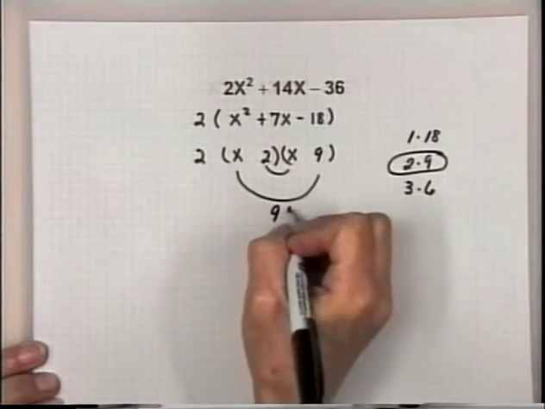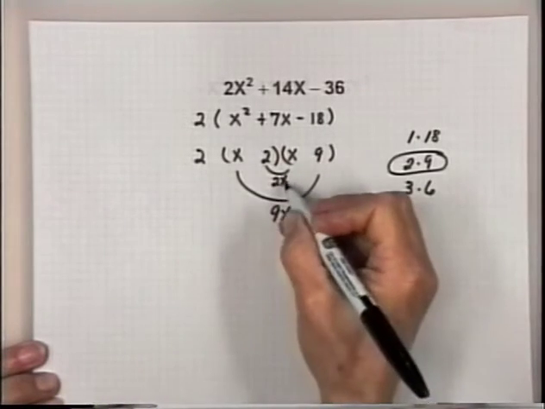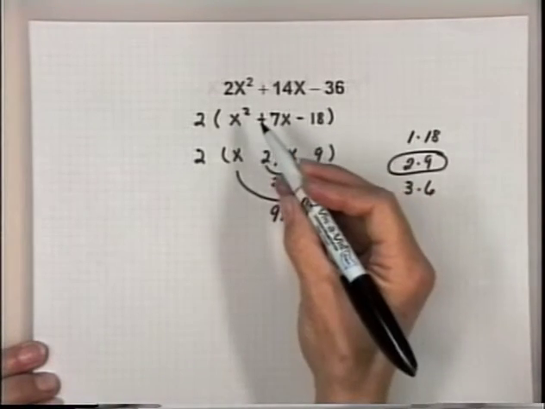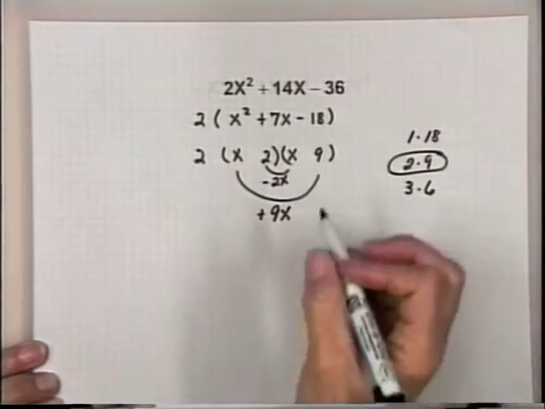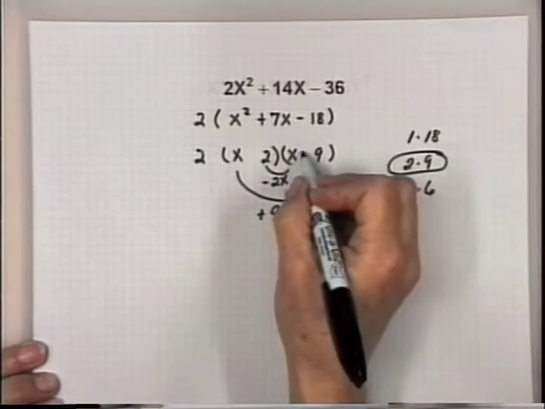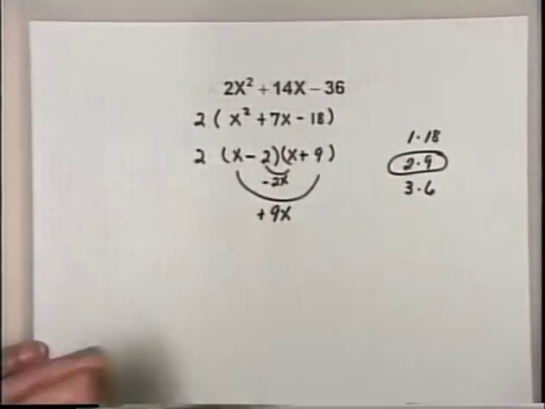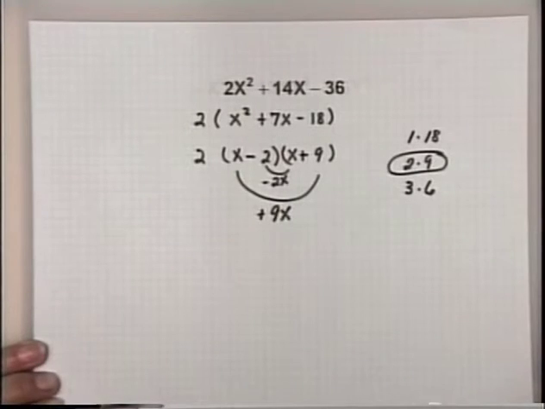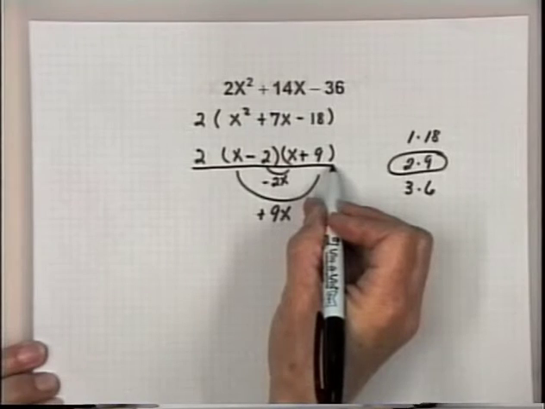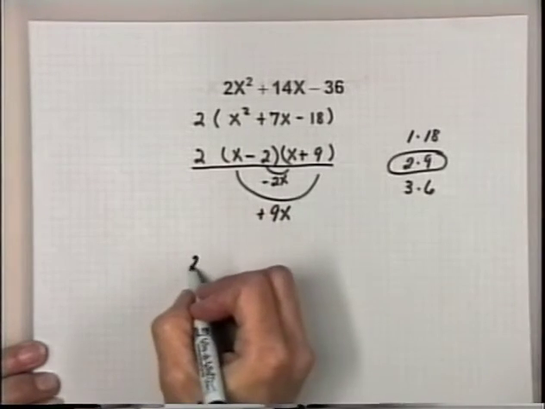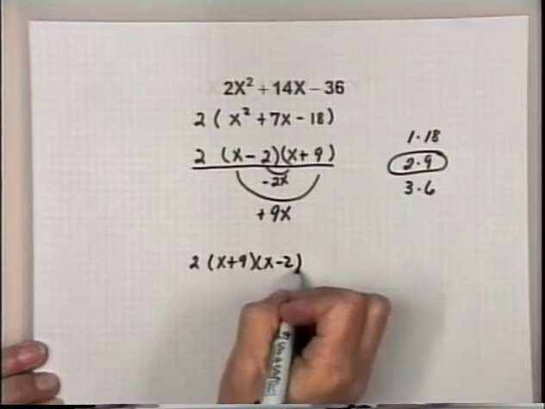The outside product is 9x. The inside product is 2x. With opposite signs, and to get plus 7, we need positive 9 and negative 2. That would place a positive sign in the factor x plus 9 and a negative sign in the factor x minus 2. You could write 2 times x minus 2 times x plus 9, or you could write 2 times x plus 9 times x minus 2.